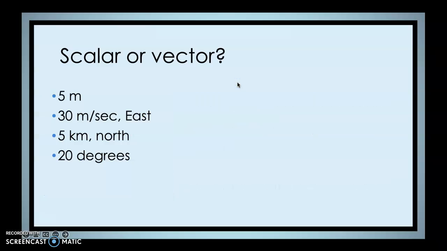So take a second, you can go ahead and pause it and look at what you think these next three are. Okay, so you should have had that the 5 meters is scalar because there's no direction, 30 meters per second east is vector, 5 kilometers north is vector, and 20 degrees is scalar.